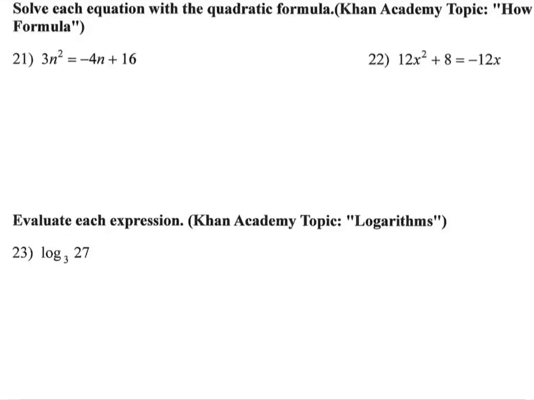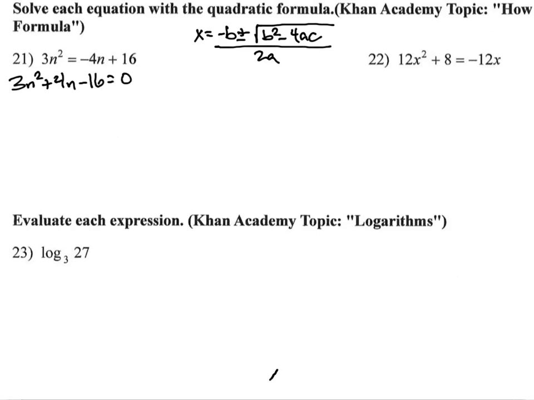Number 21, quadratic formula. I'm going to write out what the quadratic formula is right on the top here. X equals negative b plus or minus square root of b squared minus 4ac all over 2a. So in order to use the quadratic formula, we need to get everything onto one side to have it equaling 0. So number 21, I'm going to add the 4n, subtract the 16, equals 0.